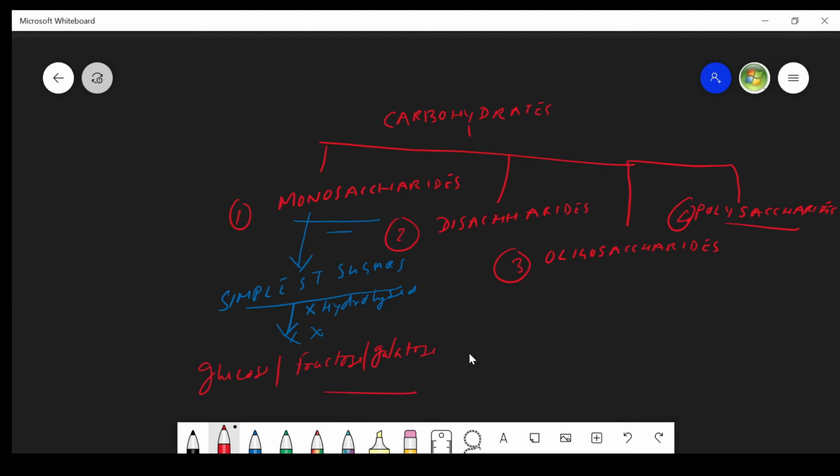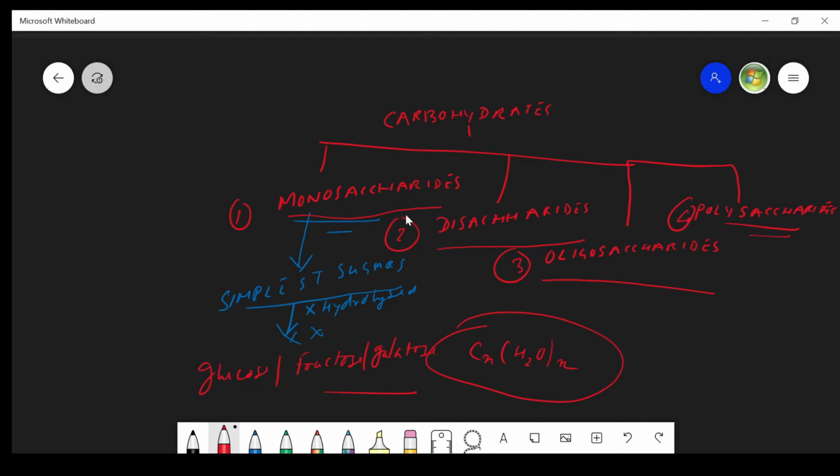And what is the general formula of it? CnH2O whole N. This is the general formula of monosaccharides. So what we have learned is that carbohydrates can be divided into four: one is monosaccharides, one is disaccharides, another one is oligosaccharides, and finally the fourth one is polysaccharides.